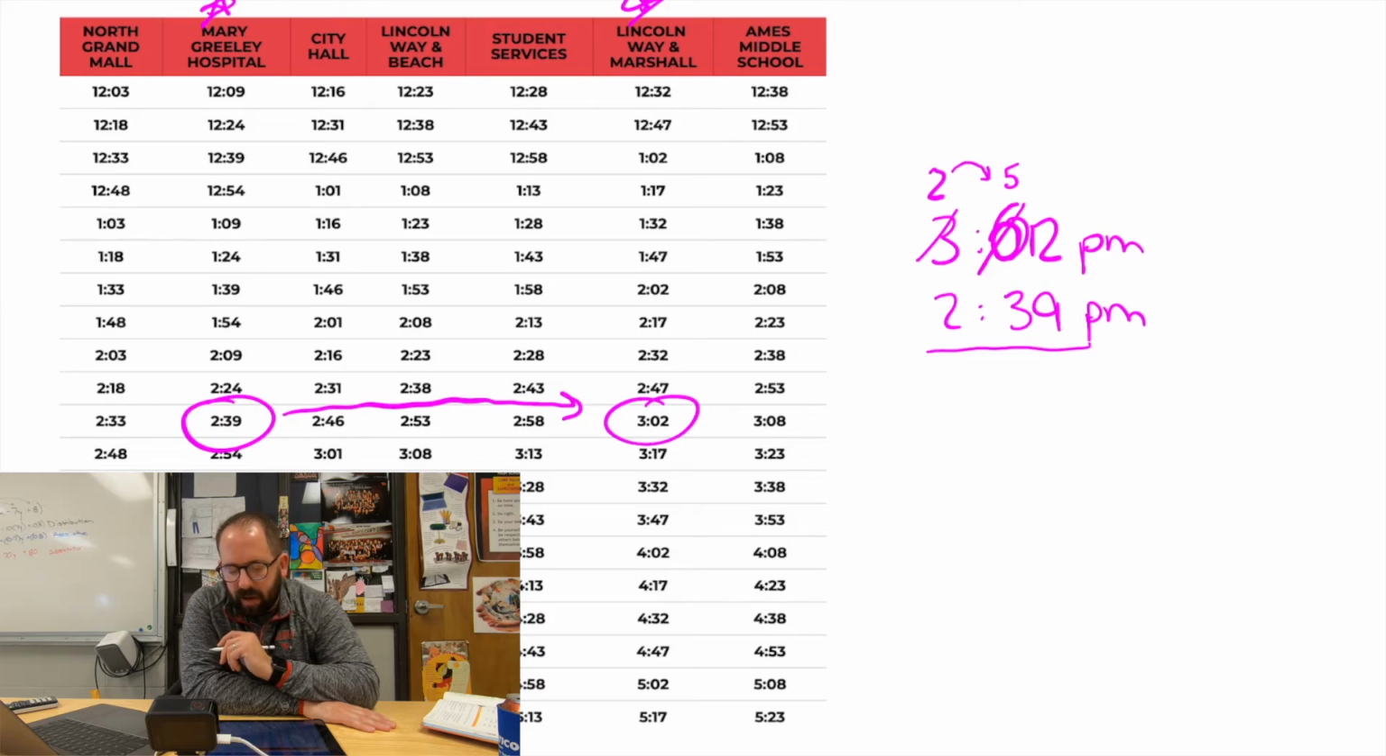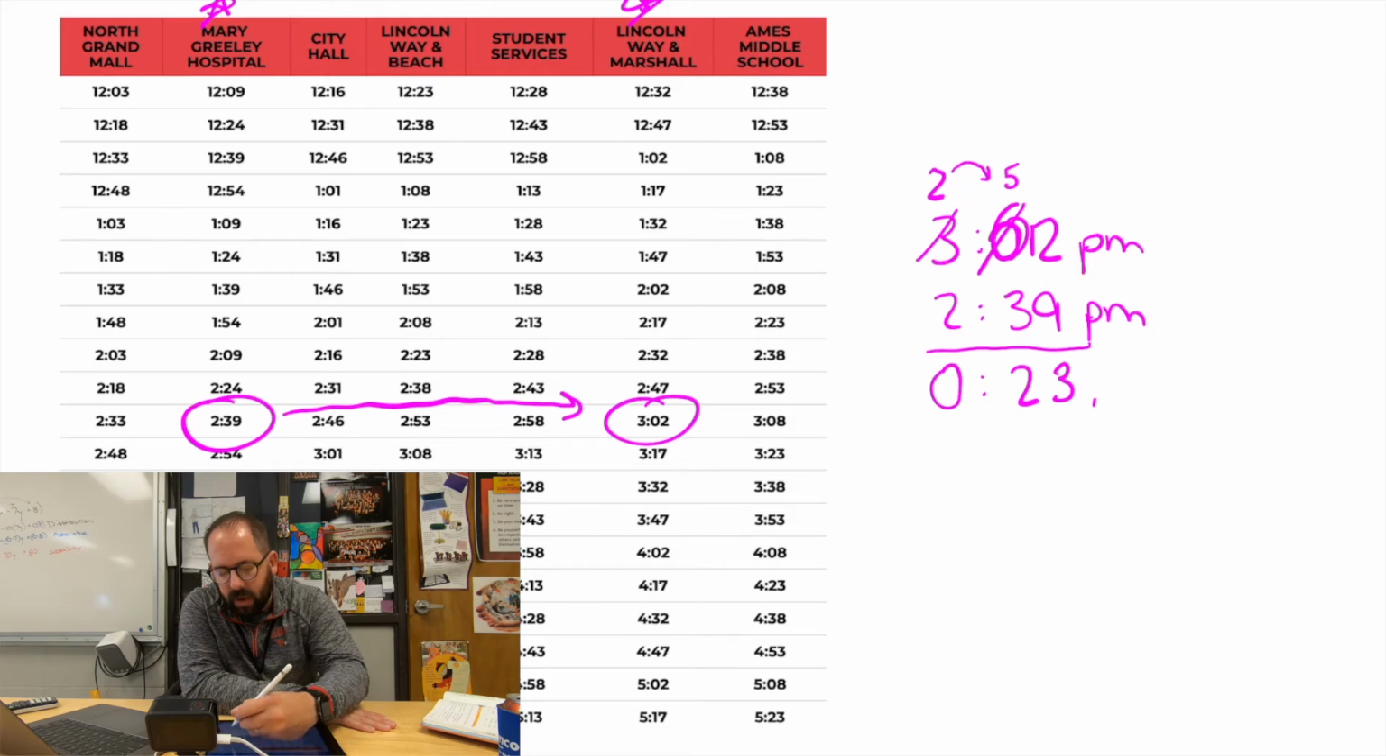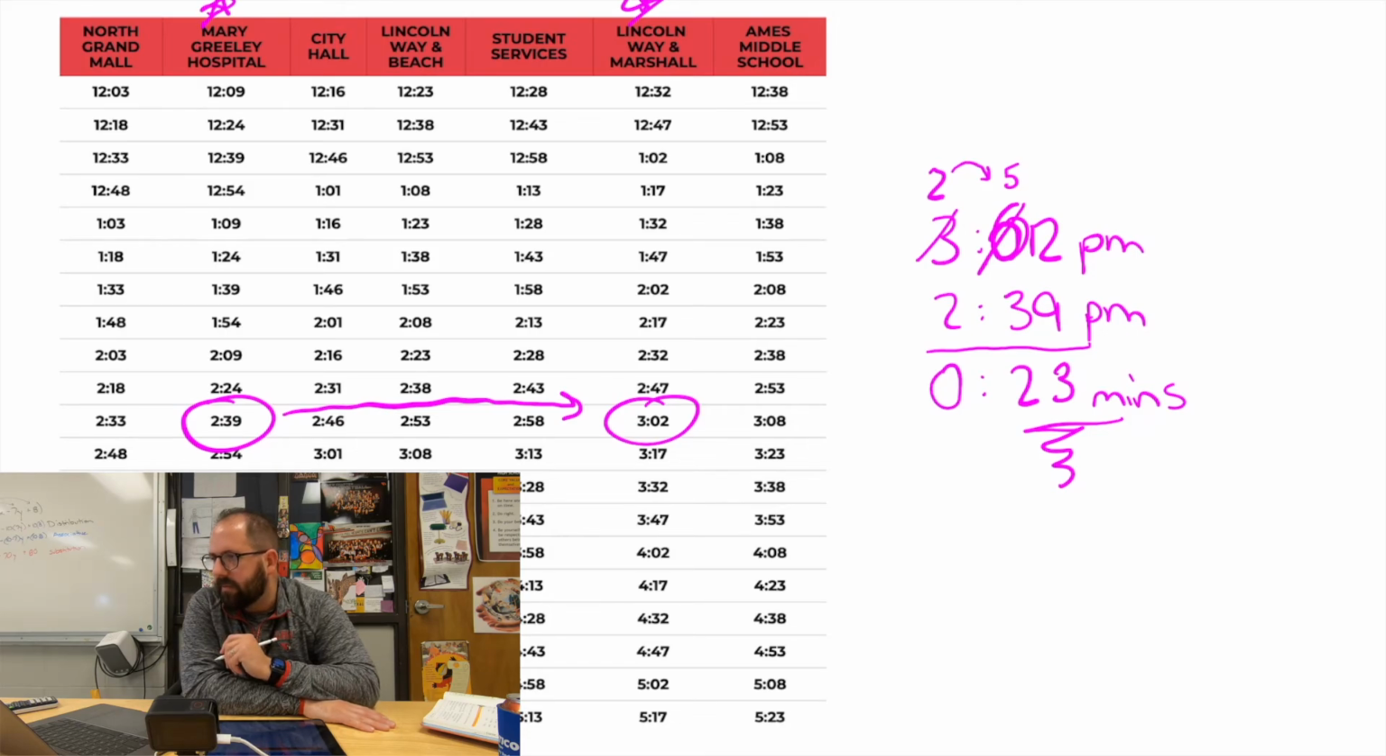So I borrowed from the 60 minutes, carry the 1 over, so 12 minus 9 is 3, 5 minus 3 is 2, and then 2 minus 2 is 0, and this is how many minutes I was actually on the bus. I was on for 23 minutes before it dropped me off. Again, if you borrow from hours, you have to carry over 60, so the 6 to the next column. And if you borrow from minutes, you just carry a 1. That's the toughest part about time.